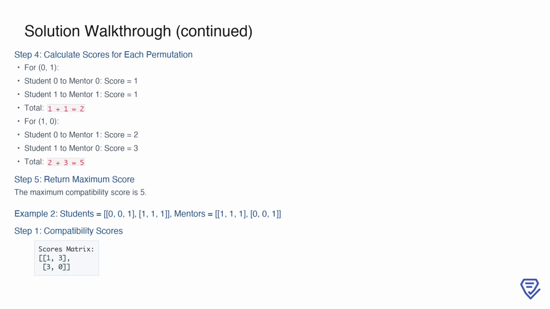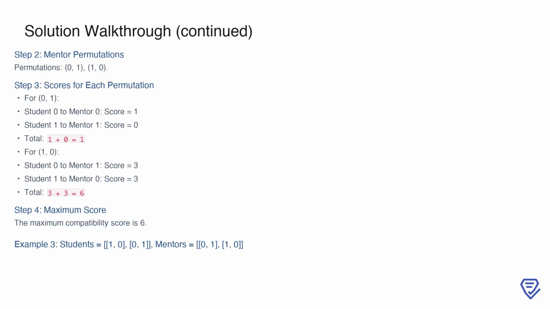Moving on to a new example, we have students [[0, 0, 1], [1, 1, 1]] and mentors [[1, 1, 1], [0, 0, 1]]. First, we calculate the compatibility scores for all pairs. The resulting scores matrix is [[1, 3], [3, 0]], where, for instance, student 0 has a score of 1 with mentor 0 and 3 with mentor 1. With the scores matrix prepared, we again consider all possible mentor assignments. For this example with 2 students and 2 mentors, the permutations are the same: [0, 1] and [1, 0].